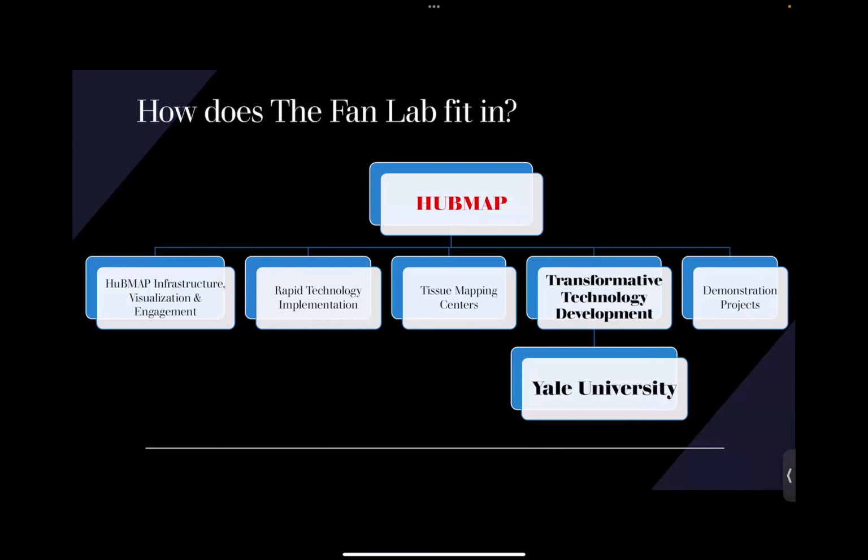So our next question is, how does the Fan Lab fit in? HuBMAP has different categories based on the work that is done under each group, like HuBMAP Infrastructure, Visualization and Engagement, the Rapid Technology Implementation Group, Tissue Mapping Centers, and Transformative Technology Development and Demonstration Projects. Yale University is under Transformative Technology Development, which focuses on collecting and analyzing tissues. It also analyzes the effectiveness of innovative tools, techniques, and methods for high resolution mapping of the human body.